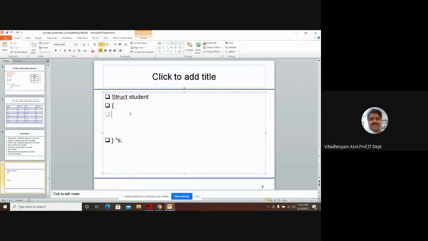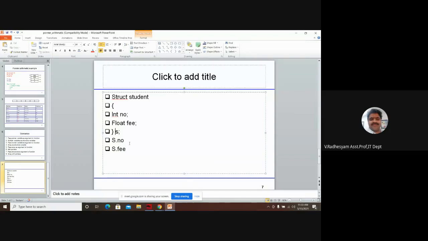Yes. If you consider here int no, comma, float p, like this, then these values may be accessed. How to access no? s dot no and s dot p. What is the dot here? Operator. Dot operator.